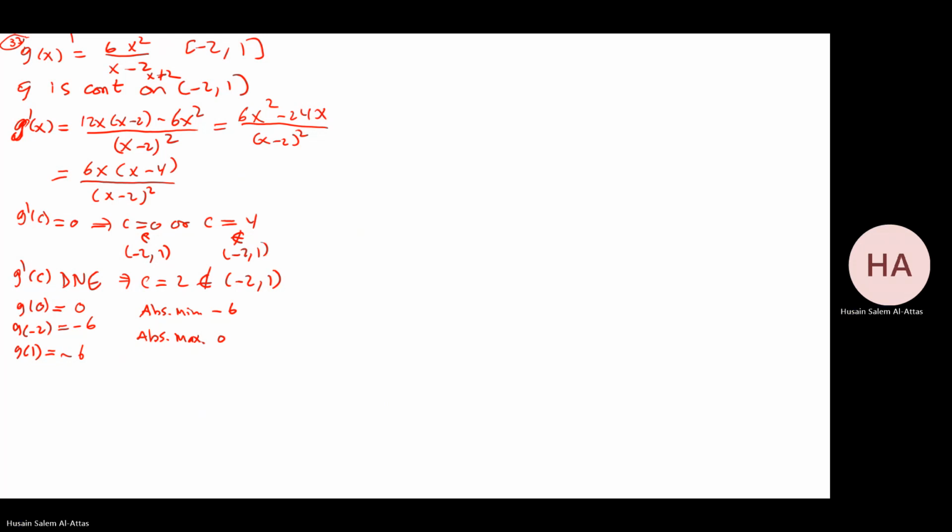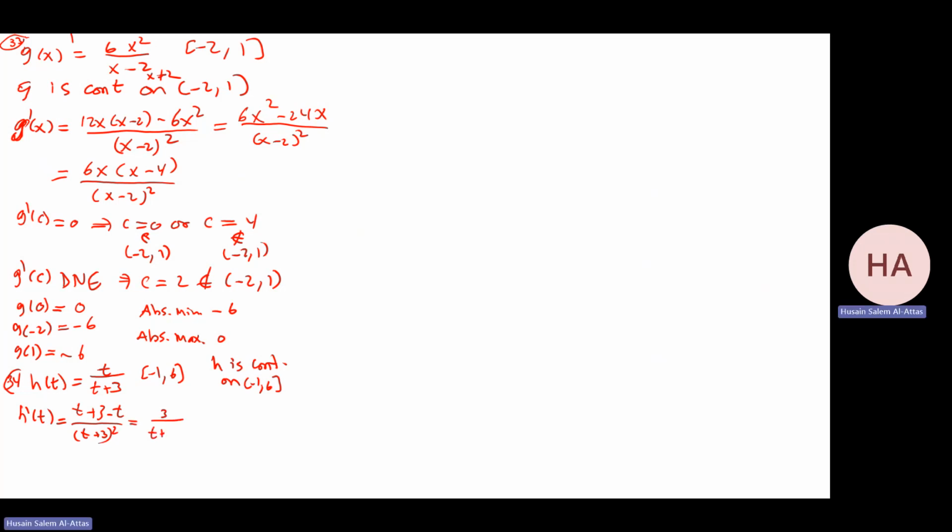34. I'll do 34, which is t over t plus 3 over this interval, where h is continuous in this interval. Okay. Now h prime at t, let me do it quickly. That will be t plus 3 minus t over t plus 3 squared. In other words, 3 over t plus 3 squared.